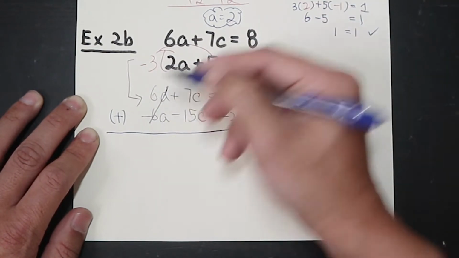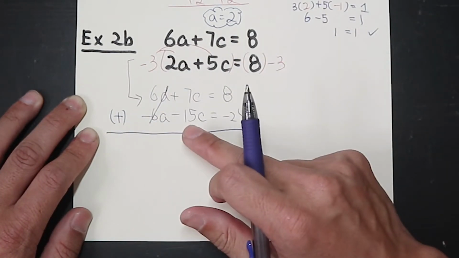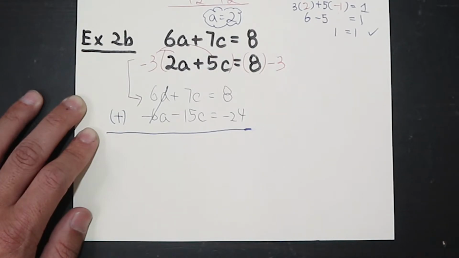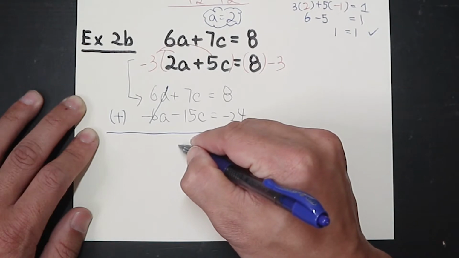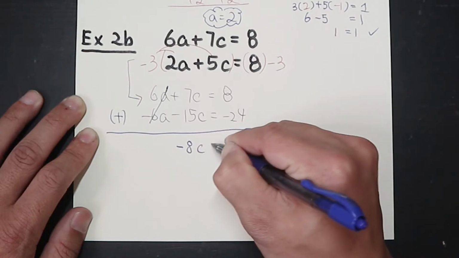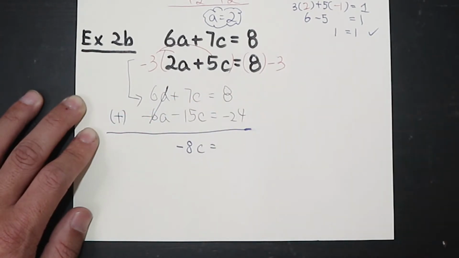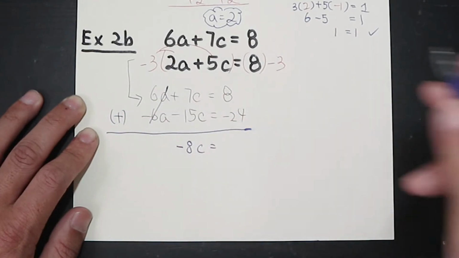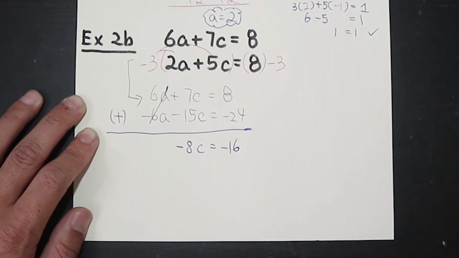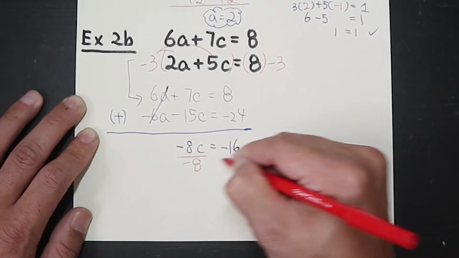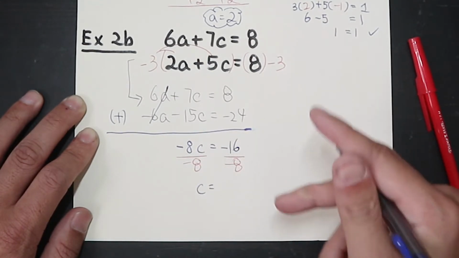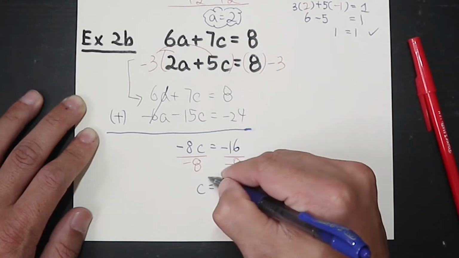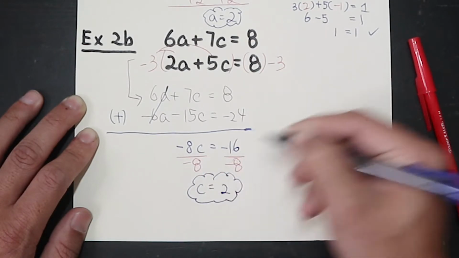So 6a and negative 6a cancel. 7 plus negative 15, you could do 15 minus 7, which is 8, but it's going to be negative 8c. And then 8 plus negative 24 would be negative 16. And then from there, you divide both sides by negative 8. And then you get c is equal to negative 16 divided by negative 8, which is positive 2. Well, you found one of the two answers.